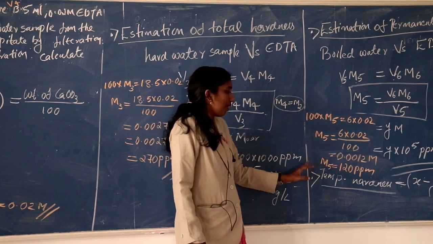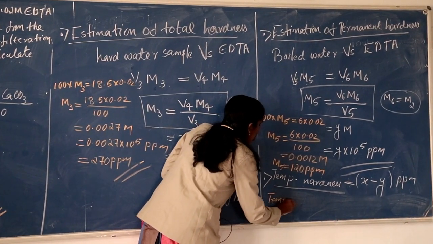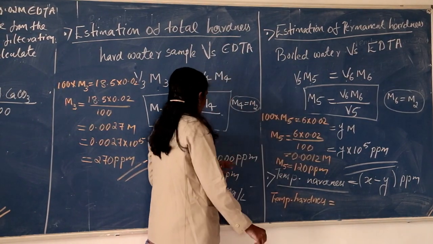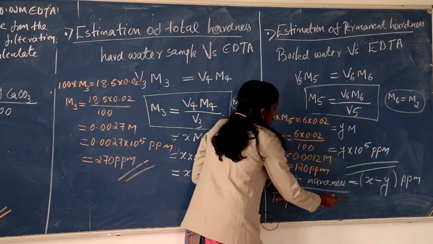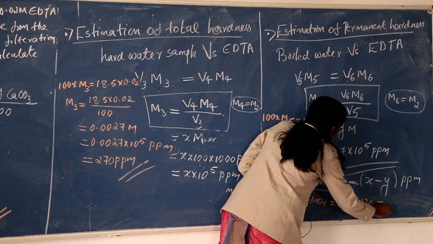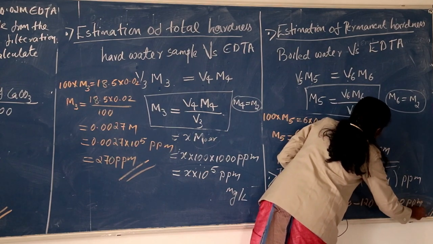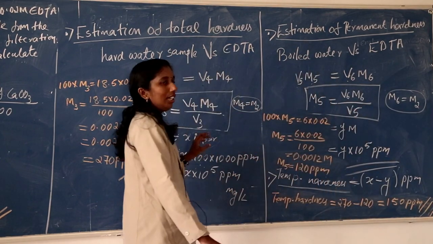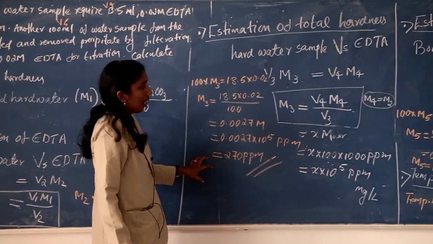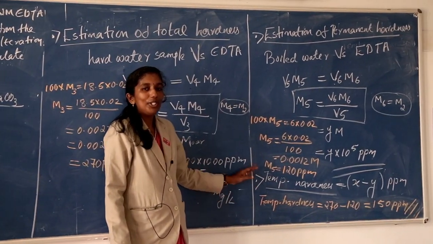Then the last one, temporary hardness. Temporary hardness is equal to total hardness minus permanent hardness. That is 270 minus 120 is equal to 150 ppm. Okay, here we have found the total hardness, permanent hardness, and temporary hardness. Okay, thank you.